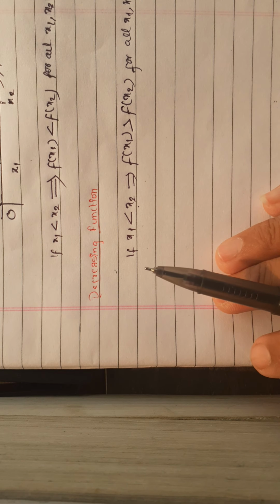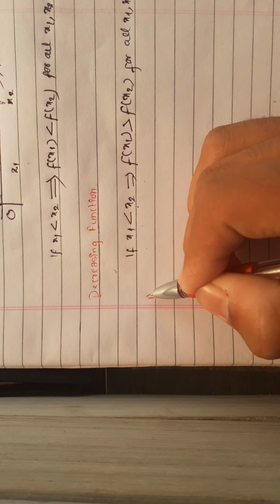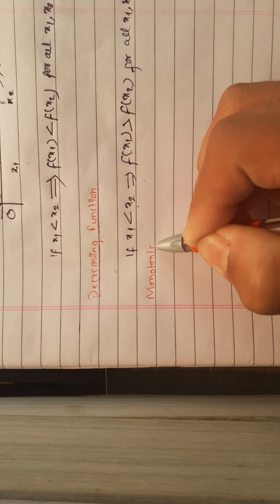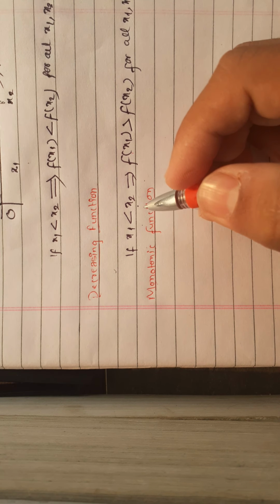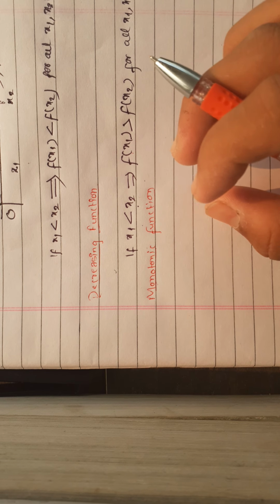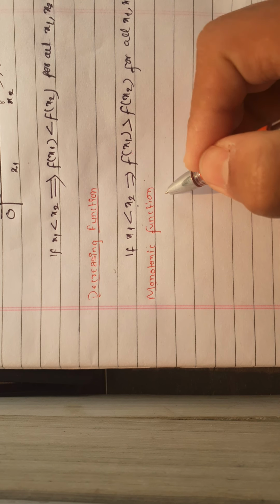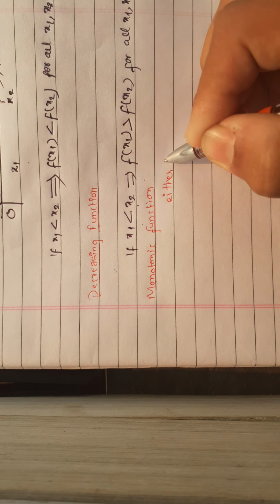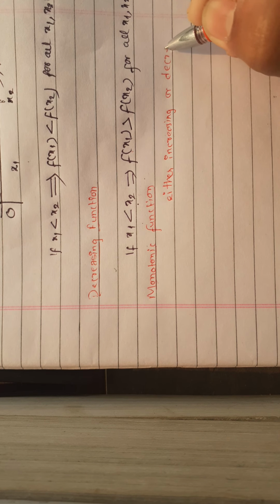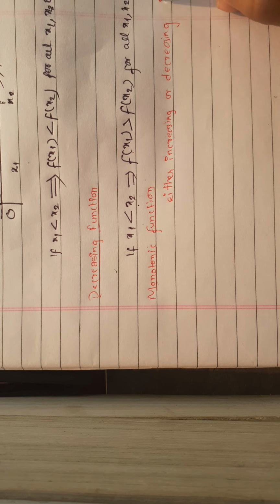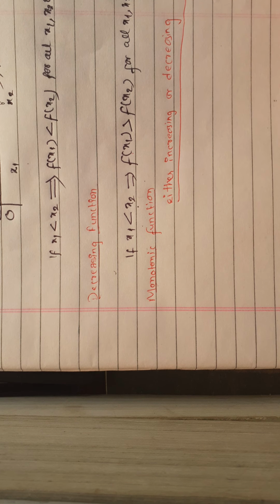And what is called a monotonic function? I will write here, monotonic function. A function f is said to be monotonic on the interval I if it is either increasing or decreasing on I. If the function is either increasing or decreasing on the interval I, then the function is said to be a monotonic function.